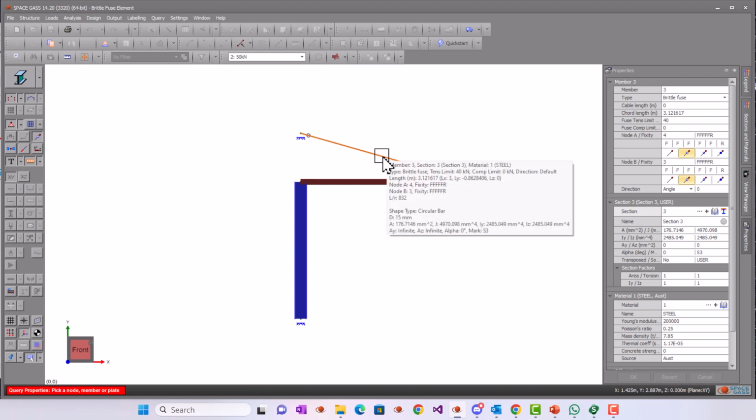To designate a member as brittle in Space Gas, double-click the member and select Brittle in the Properties form that emerges.